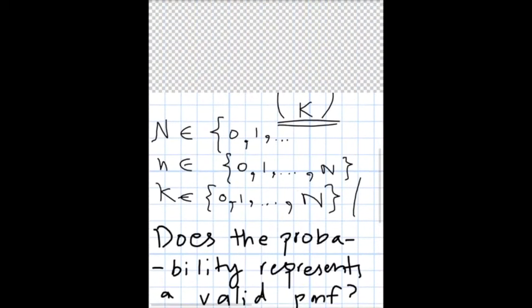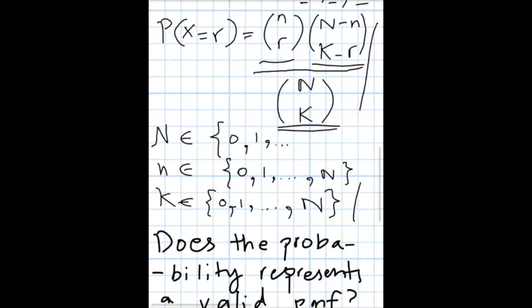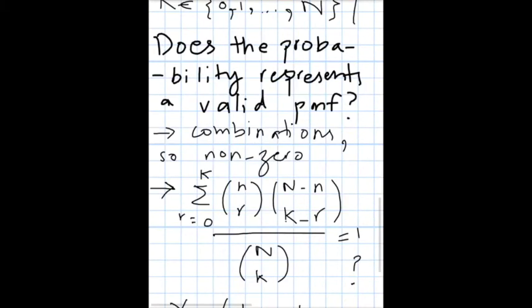Note that since these are all combinations, these are all positive numbers. So the first postulate is correct, that all probabilities are non-negative. Then the second thing we have to check is whether all these probabilities sum to 1 or not. So we have to check whether this sum from r equals 0 to uppercase K goes to 1 or not.